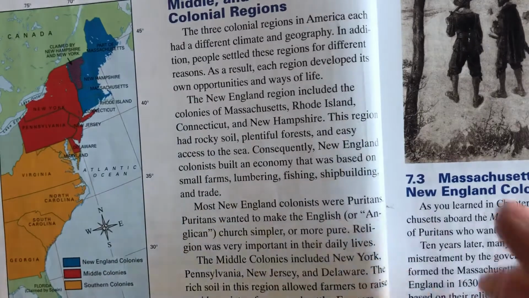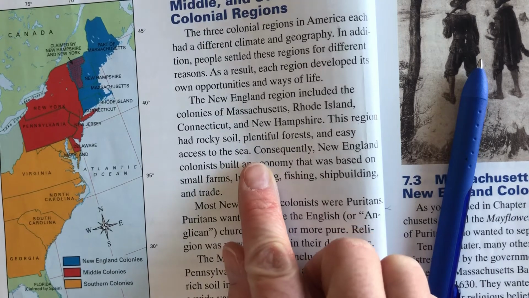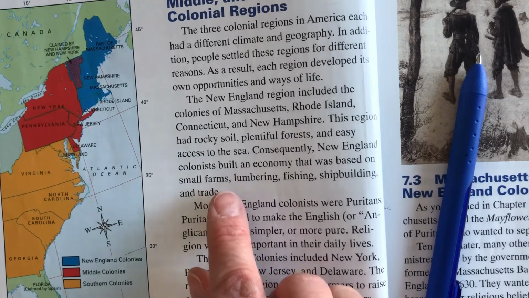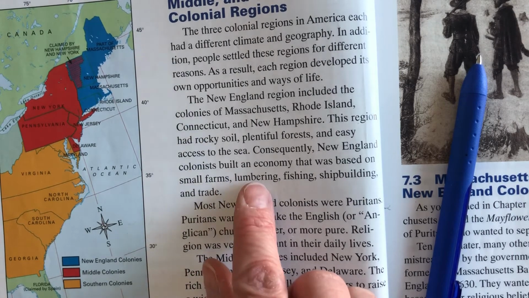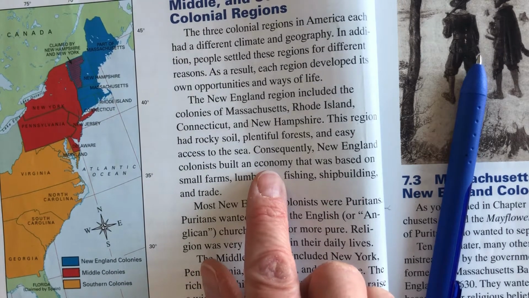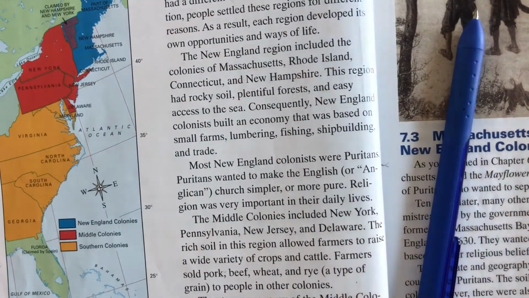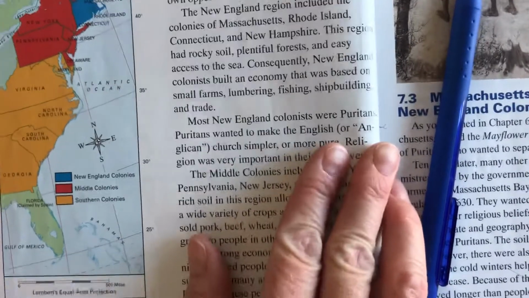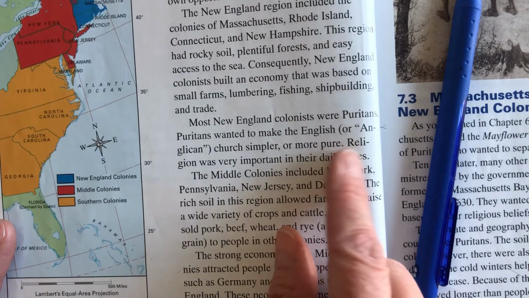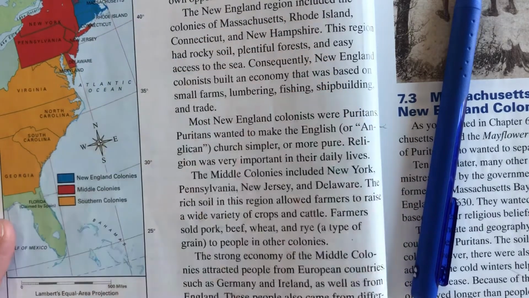Okay, so a little bit about this region. It had rocky soil, plentiful forests, and easy access to the sea. Consequently, New England colonists built an economy that was based on small farms, lumbering, fishing, shipbuilding, and trade. So economy, that's basically how they made their money. Most New England colonists were Puritans. Puritans wanted to make the English or Anglican church simpler and more pure. That makes sense, being called a Puritan, doesn't it? Religion was very important in their daily lives. So that's all about the New England colonies.